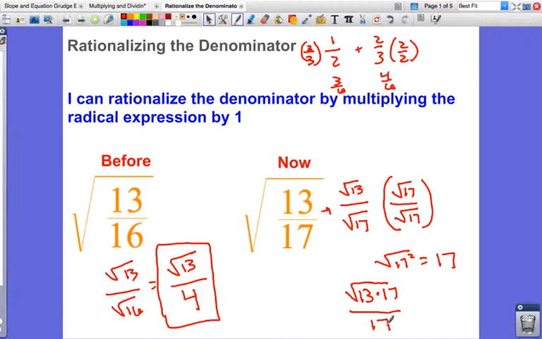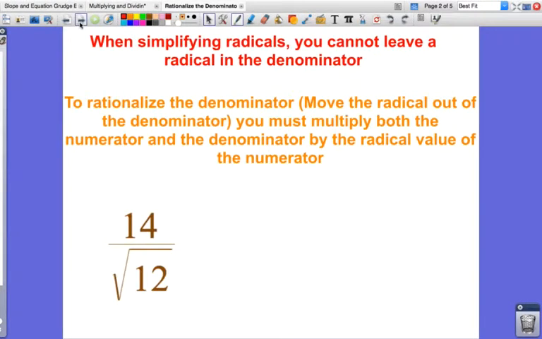If I take 13 times 17, I get 221. So this is equal to the square root of 221 over 17. And with that, I am done. I do not have a radical in my denominator anymore. It changed the whole problem just a little, changed the numbers quite a bit, but the most important thing is that the radical is no longer in the denominator, because in math we don't like it there. So when simplifying radicals, we cannot leave a radical in the denominator.